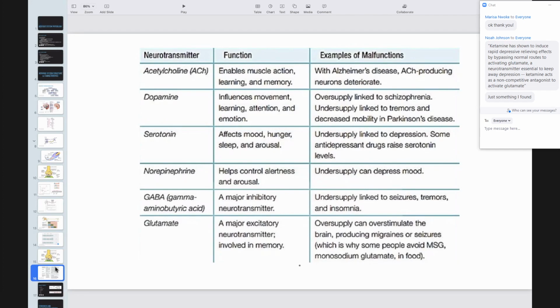Oh Lord, I'm blanking on the word. But it does a lot of different things. It can help with learning. It helps with muscle contraction. It is the parasympathetic neurotransmitter.